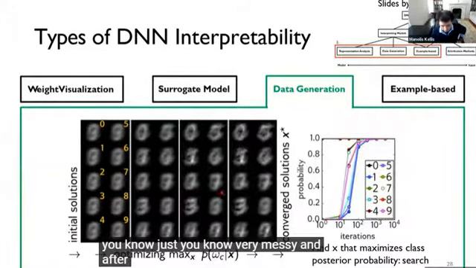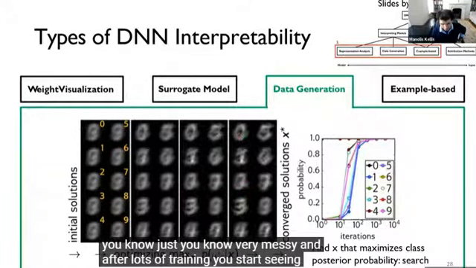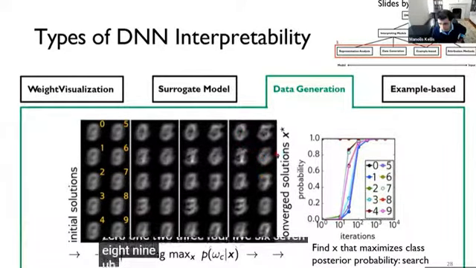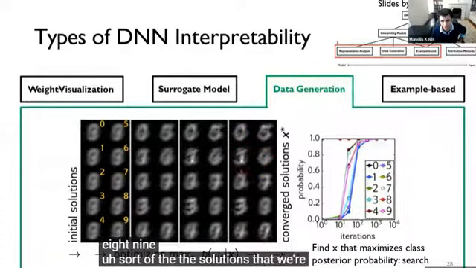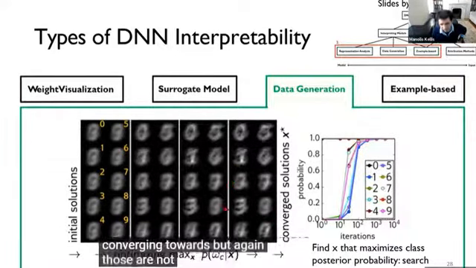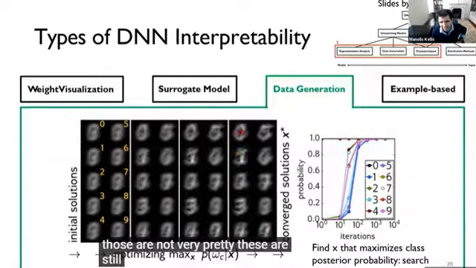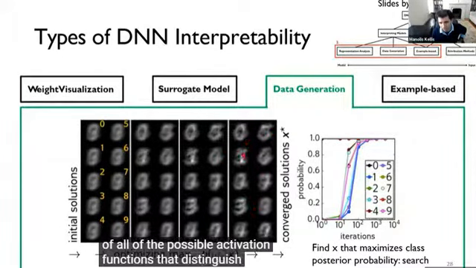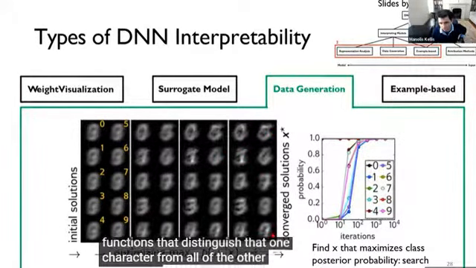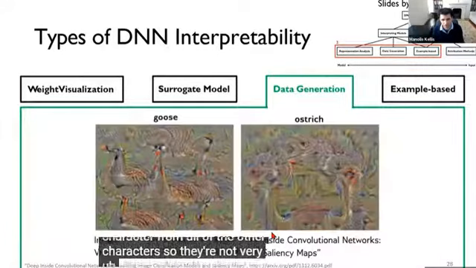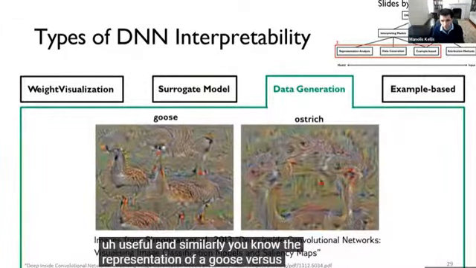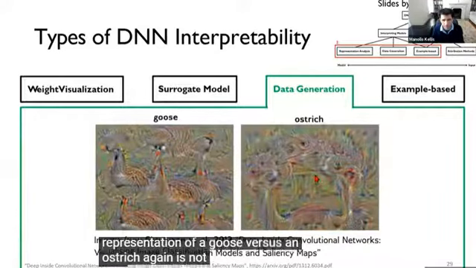And after lots of training, you start seeing 0, 1, 2, 3, 4, 5, 6, 7, 8, 9, the solutions that we're converging towards. But again, those are not very pretty. These are still overlays of all of the possible activation functions that distinguish that one character from all of the other characters. So they're not very useful. And similarly, the representation of a goose versus an ostrich, again, is not very useful.